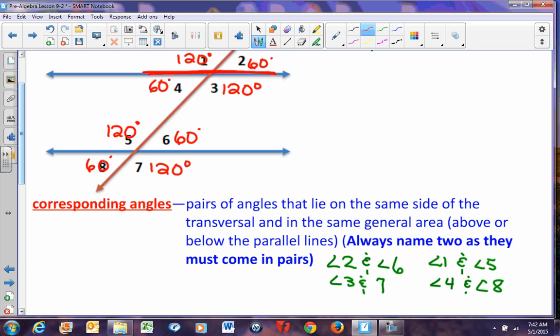So once you know that pairs of corresponding angles are congruent, pairs of alternate interior angles are congruent, and pairs of alternate exterior angles are congruent, I can give you 2 parallel lines, 1 transversal, 1 angle measurement, and you can find every other angle on that figure.